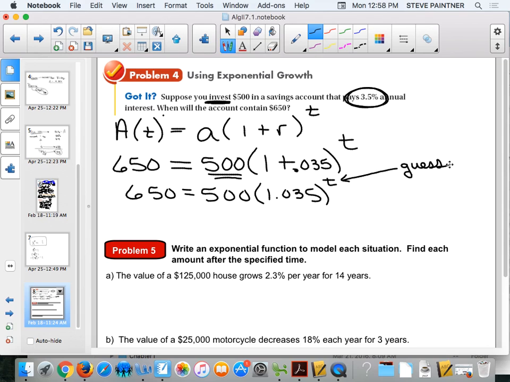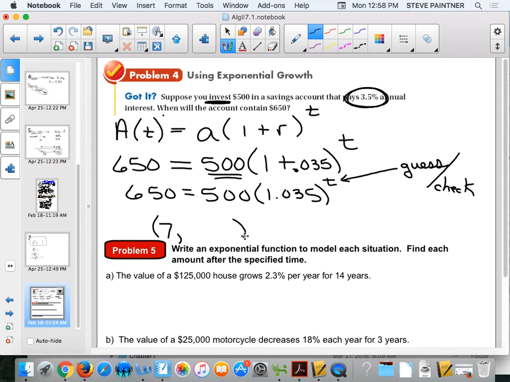Guess and check. Now what we know from the previous problem, we know 5 years in the bank turns that into $593. So what are you going to start with? 6, 7, 8, 9, 10. Something bigger than 5 years. Start guessing. Throw an answer up. 7. Okay, 7 for t gets me what value? 7 years in the bank.